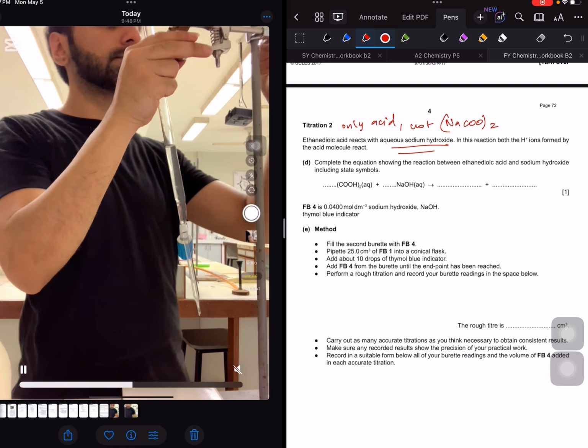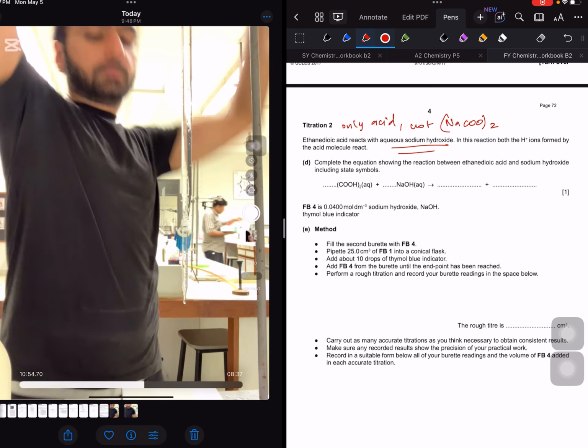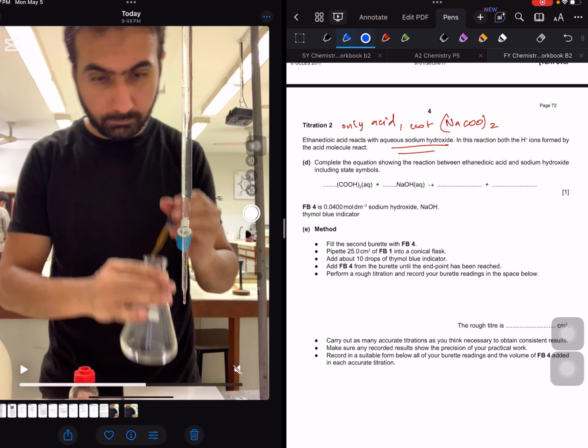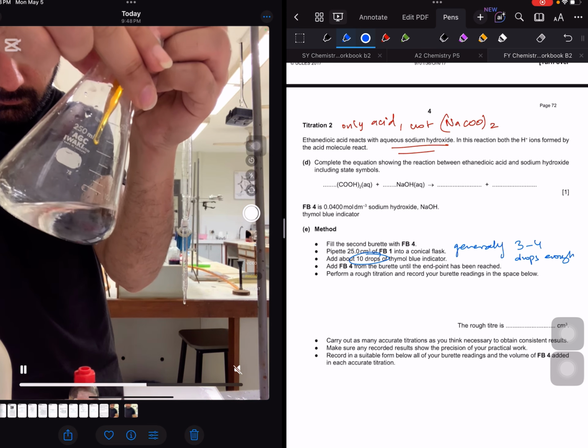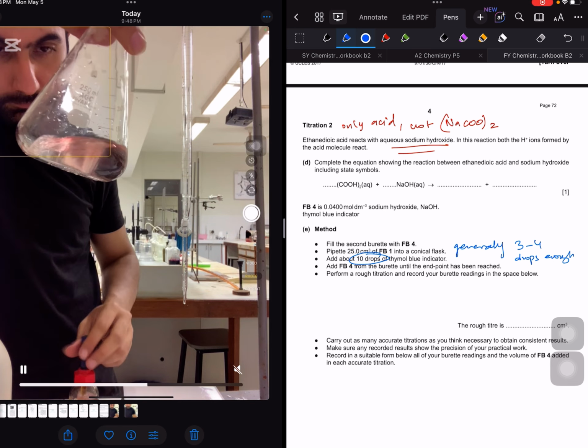Now I'm going to clamp it again and I'm going to do the titration. Now I'm going to be adding indicator. You can see your examiner has asked you to add 10 drops of indicator. Generally 3 to 4 drops are enough, but if you don't see the color change, add more. I could not see the color change, that's why I'm adding more and more drops. So 10 drops is enough in this case.